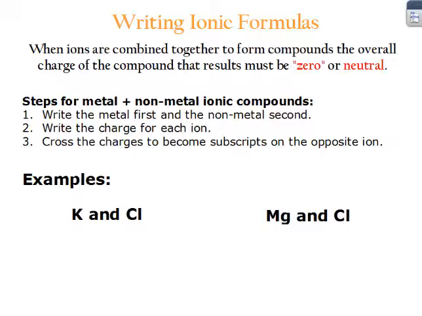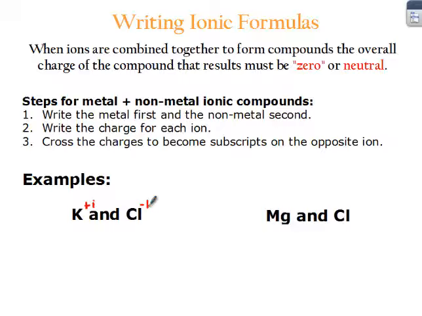Okay? So let's look at our first example. We have K. Remember, K is number 19 on the periodic table. Find it. That one's potassium. Since it's in my first row, that is a +1 charge. Cl is number 17 on the periodic table. Since it is in group 17, that actually has a -1 charge.